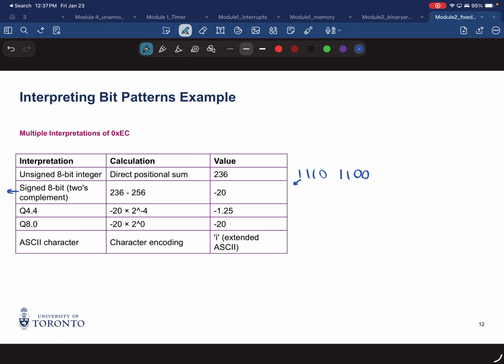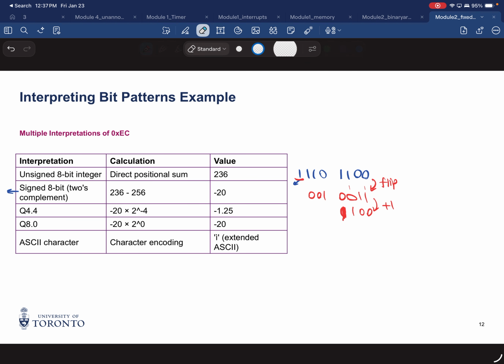Okay, so here we get the first one to be the sign, right? Now we have to calculate the 2's complement. So it's going to be 0011, and then add 1 to this. Add 1, and this is flip. And then 0, 1, 0, 0. So this is minus 20. Okay, so this is the number.